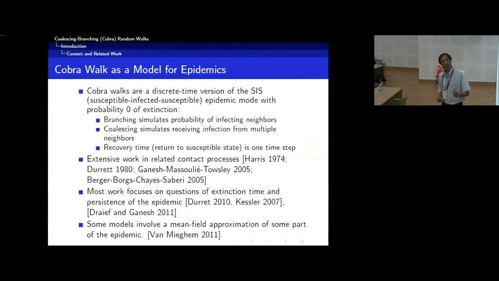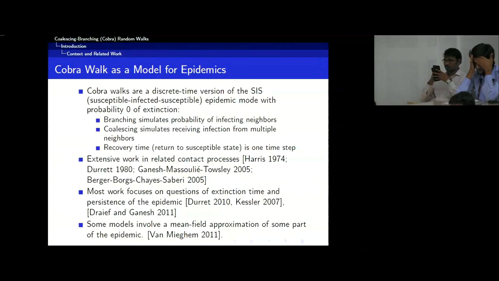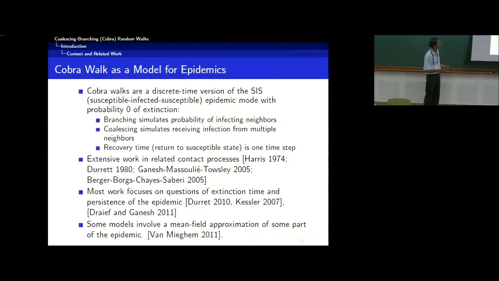Okay, so there are lots of motivations. I will just quickly go over this. You can view Cobra Walks as a discrete time version of the SIS epidemic model. But one important difference, which also implies we are looking at slightly different measures, is that there is probability 0 of extinction, because of the way we have defined it. We could change that, but that's the way we have defined it. Otherwise, they are very similar in nature. Branching simulates probability of infecting neighbors. Coalescing simulates receiving infection from multiple neighbors. In our case, the recovery time is exactly one step.